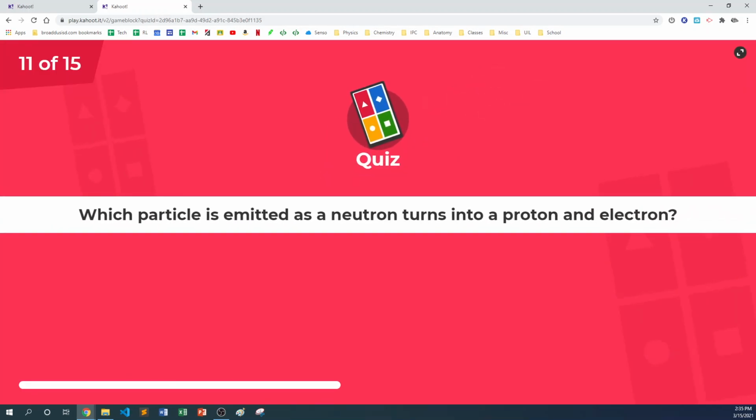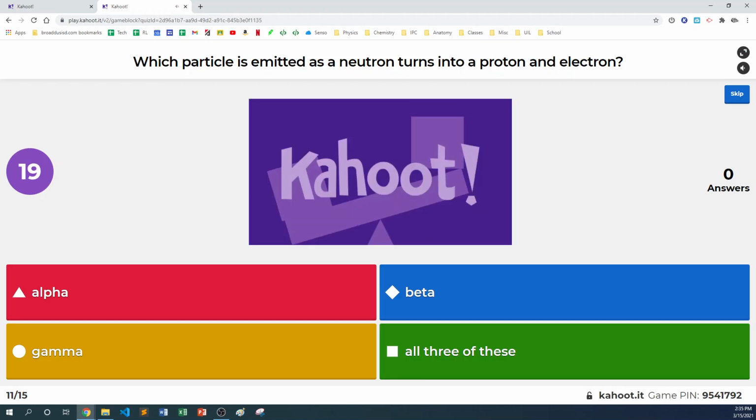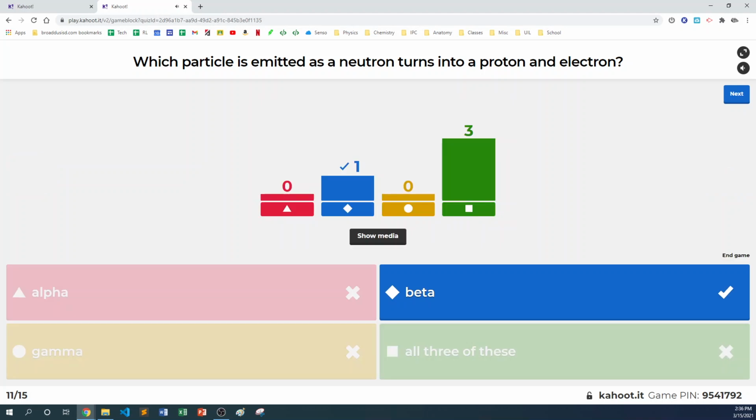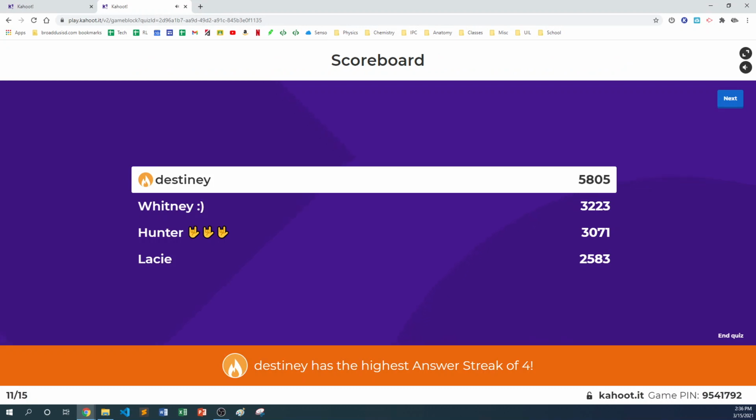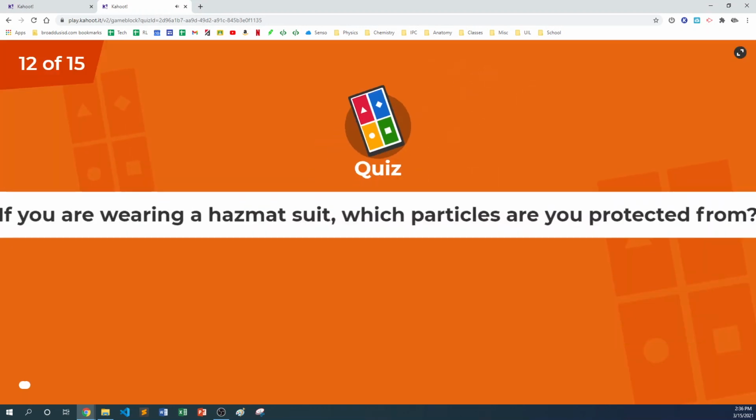Which particles emitted as neutrons turn into protons and electrons? I just picked one. I don't know. I'm gonna click all of these. Says it right in the name. Electron. The proton is ejected from the nucleus. It stays there while the electron leaves. I forgot beta. So a beta decay is whenever a neutron turns into a proton, ejecting an electron out. My brain. I'm still in the 2000s.